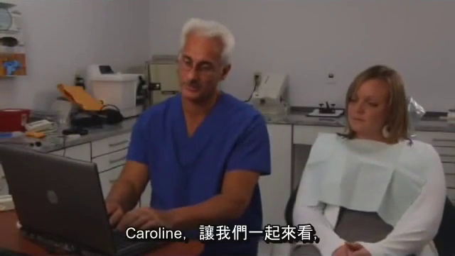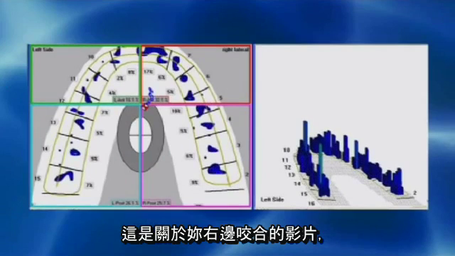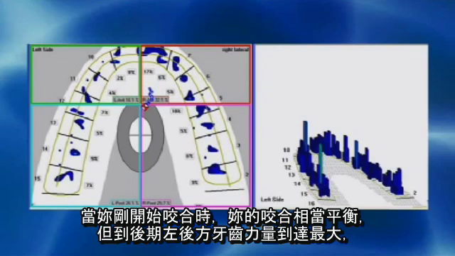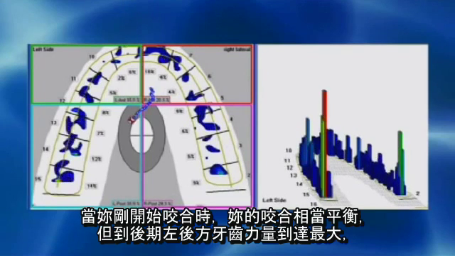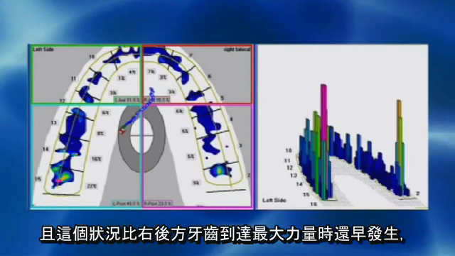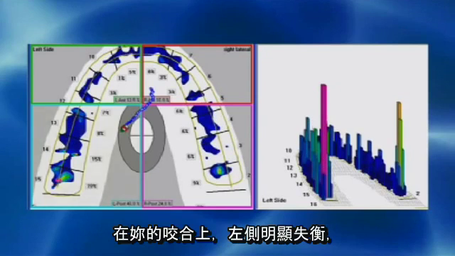Okay, Caroline, let's look at the recordings. This is of you moving to the right, and first, when you close your teeth together, your bite is fairly uniform until the left posterior teeth become extreme, and that happens before the right posterior teeth become extreme. So there's an imbalance in your closure that is predominantly to the left side. You have significant imbalance to the left side.